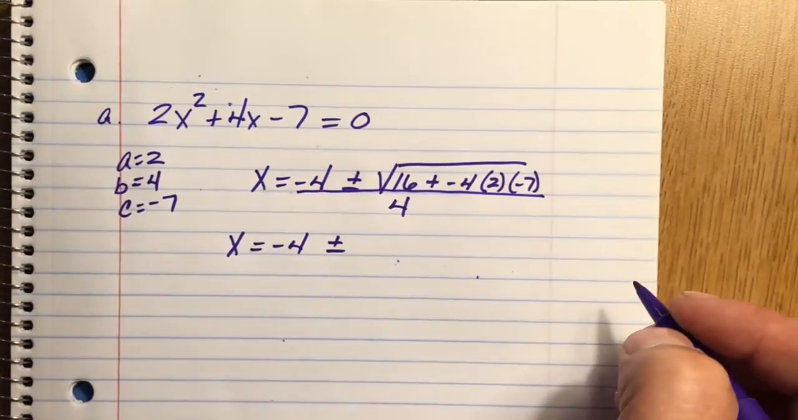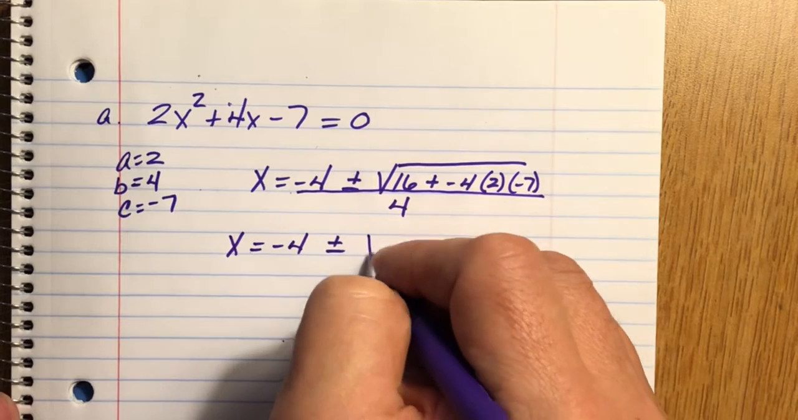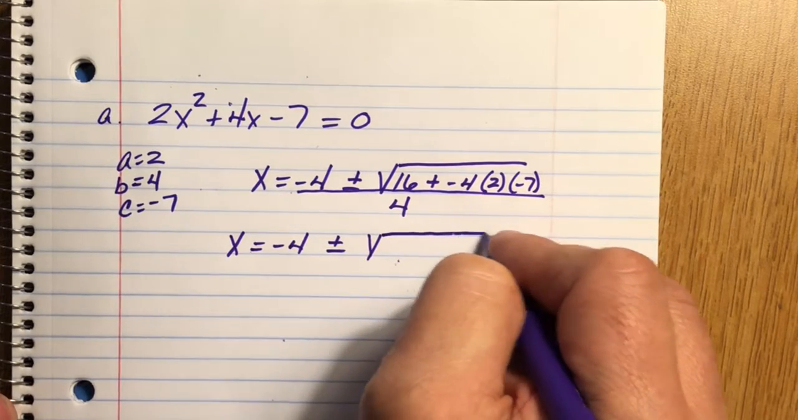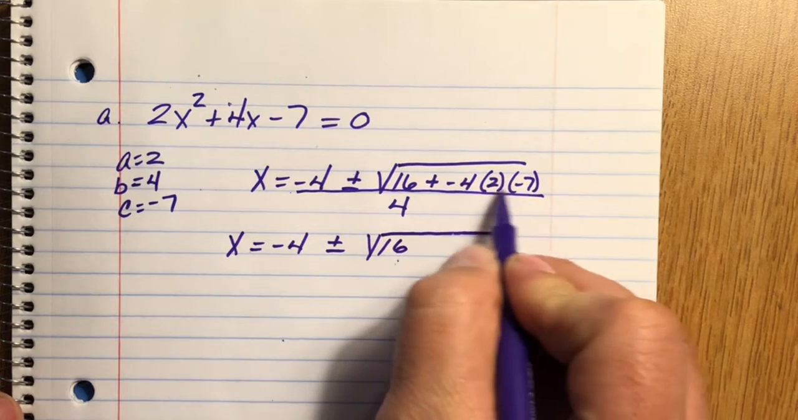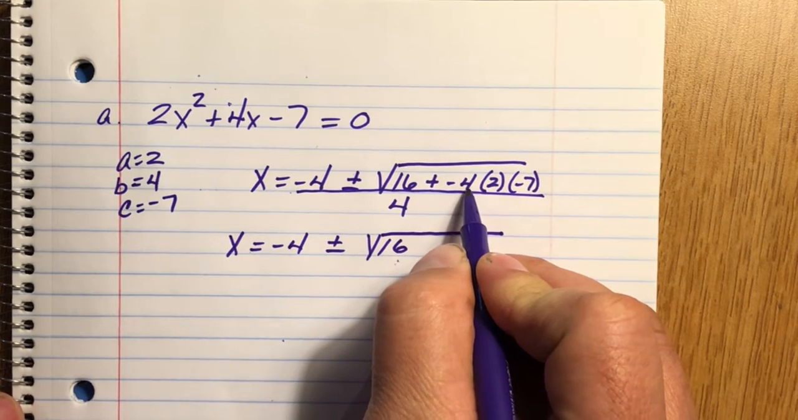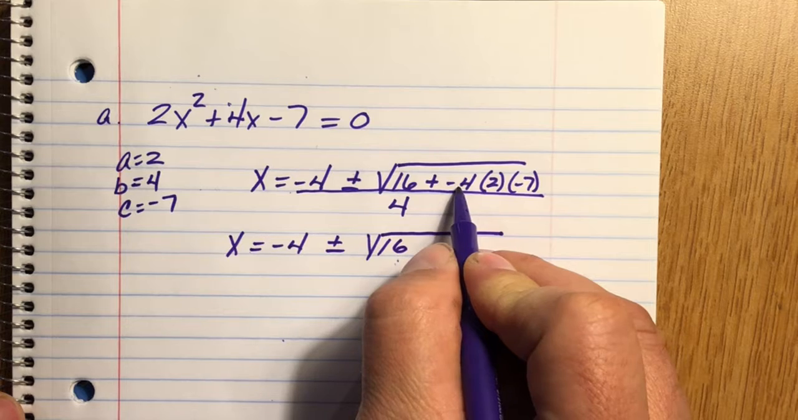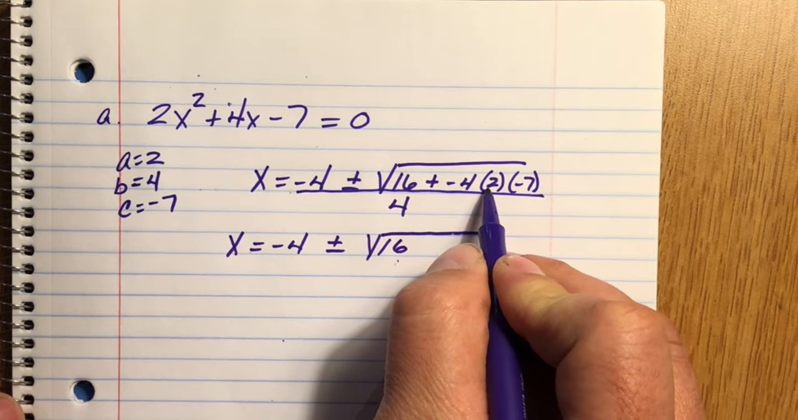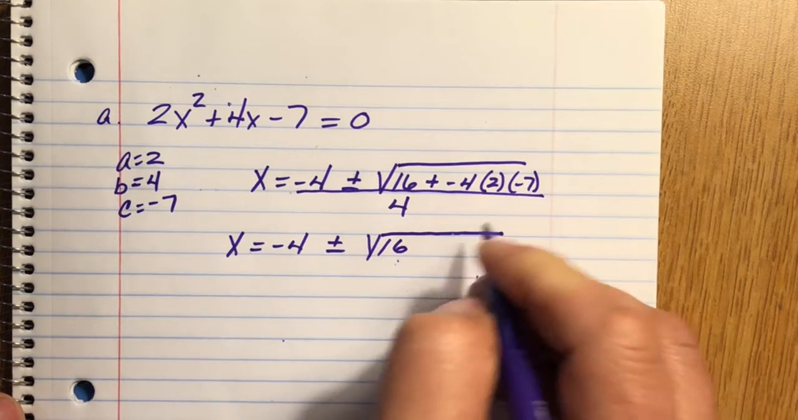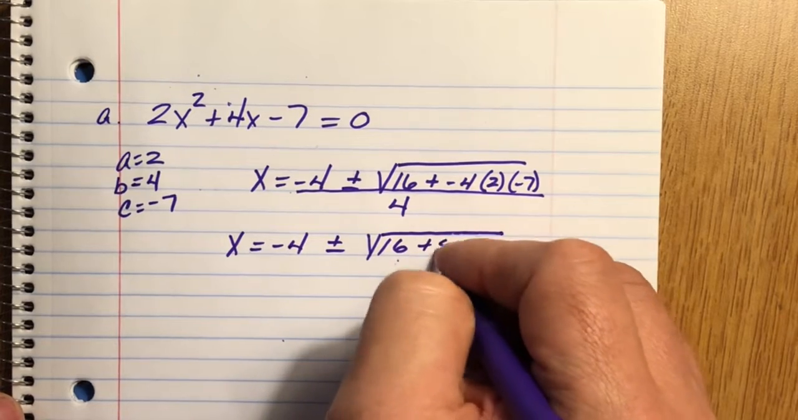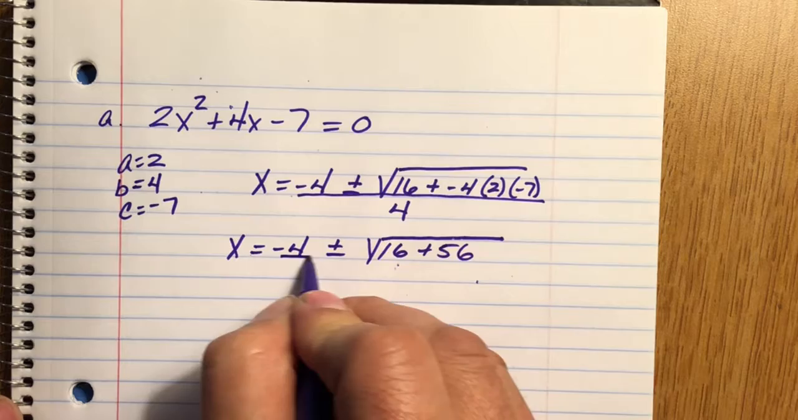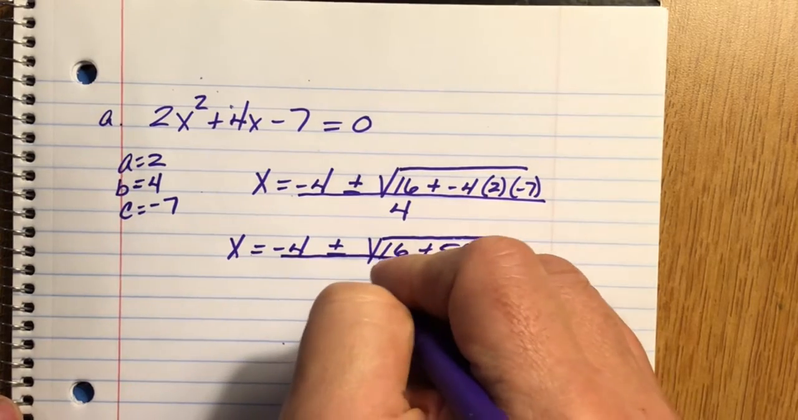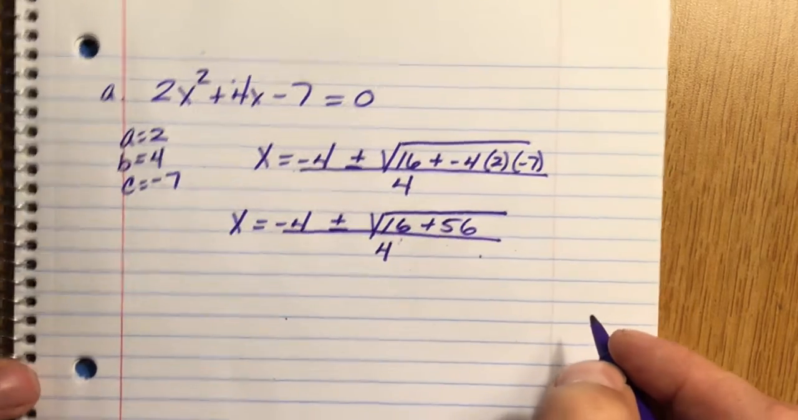And again, as you're doing this, you'll develop what I like to call habits. So from this step to this step, you're just simplifying this. Negative 4 times 2 is negative 8. Negative 8 times negative 7 is a positive 56, all over 2 times a, which is 4.